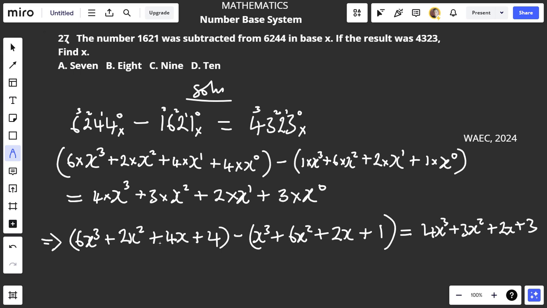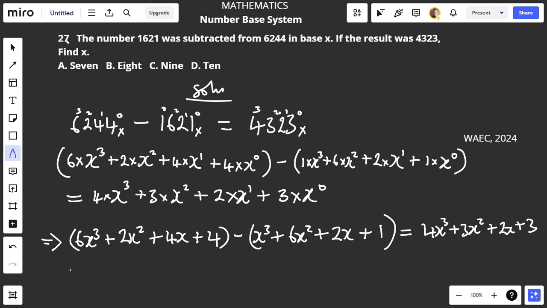So now I will try getting rid of this bracket. So there is a minus here, like a minus one here. So that minus will multiply through everything in this bracket. By the time it multiplies, that's how we remove the bracket.